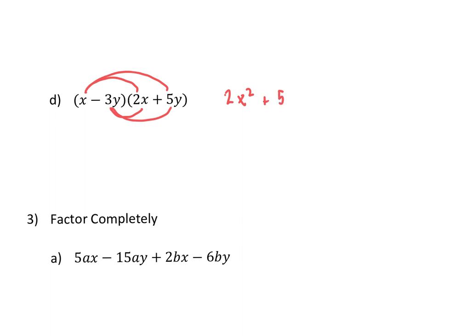x times 5y is 5xy. Negative 3y times 2x is negative 6xy. And negative 3y times positive 5y is negative 15y squared. So then we just combine like terms, and we end up with our final answer. 2x squared minus xy minus 15y squared.